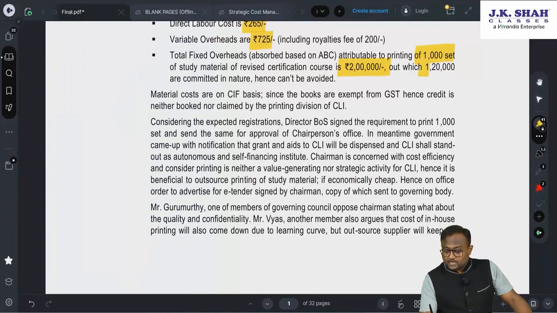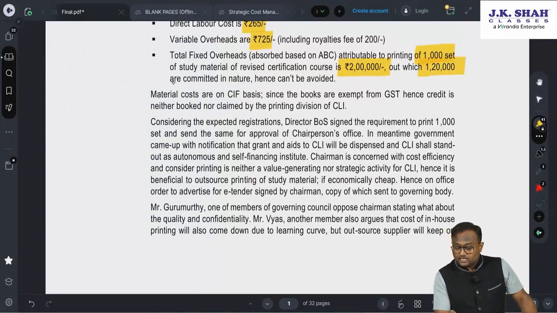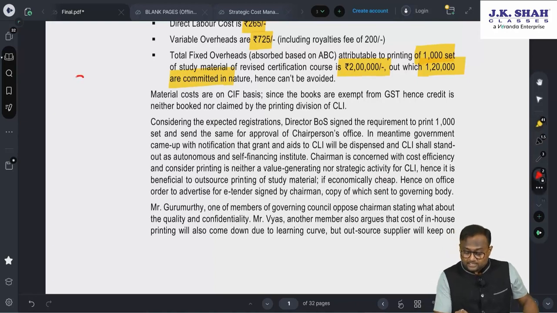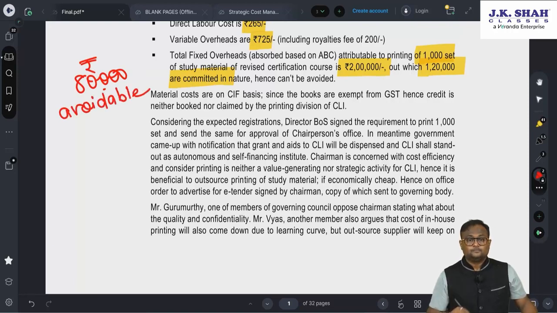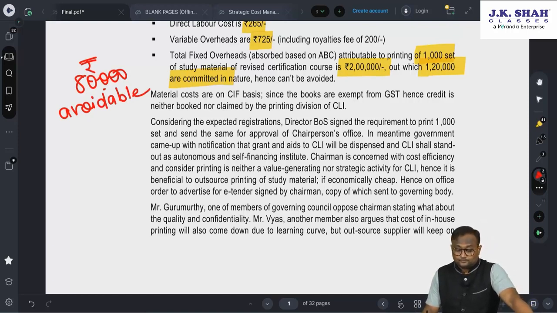Now the question further says that out of 2 lakh, 1 lakh 20 is committed, so can't be changed. That means I can easily say that the balance 80,000 is avoidable cost. Balance 80,000 is avoidable cost.